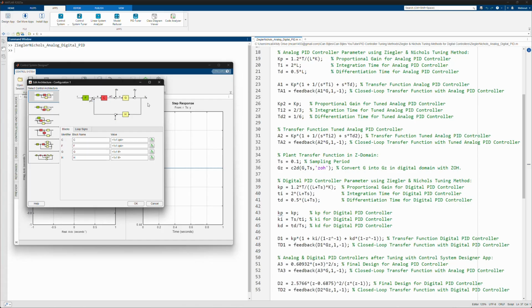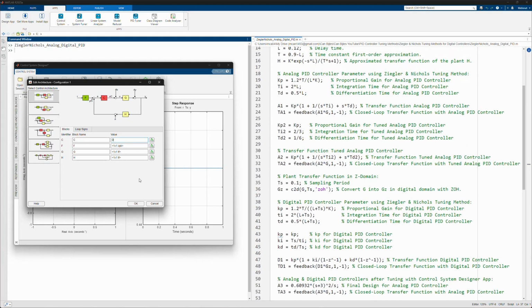But we will go for what we have. The C here is our digital PID controller, or original, that's what we call D1. You can also import, but you can also type it in, which is much faster. F is 1. The H is also 1. But how about this G?